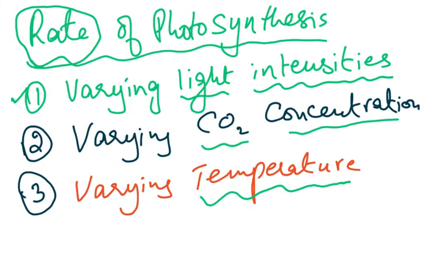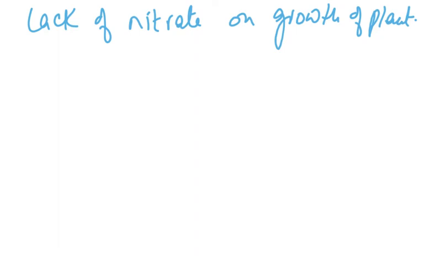So you need to know how we're going to study the effect of, just a recap: rate of photosynthesis, varying light intensity, varying carbon dioxide concentration, and varying the temperature. How does it affect the rate of photosynthesis? Now, the next topic is the lack of nitrates on the growth of plants.